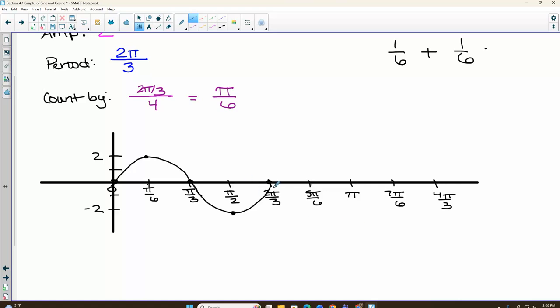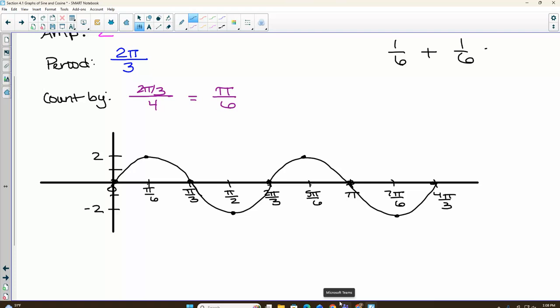All right, and then what do I do? How do I get my points? Should follow the same pattern, right? I'm at 0, so now it should go up to my high point of 2, back to 0, down to my low point of -2, back to 0. Make sure that it's curved. That's not a zigzag when you draw it.